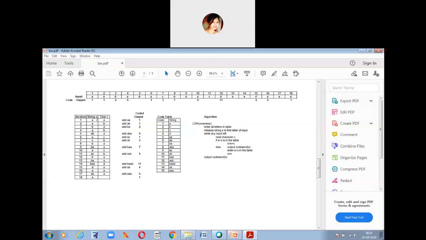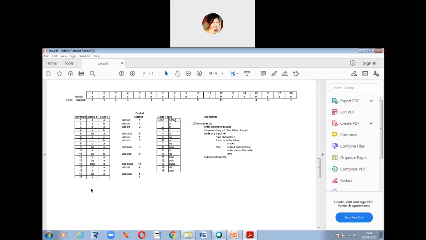This is the input. That is, we have a long string of characters, and this input also has some outputs. So first you create this table, and then in this table we see an iteration. Here we have 18 characters, from 1 to 18. So from 1 to 18 you write, then you write string S and character C.